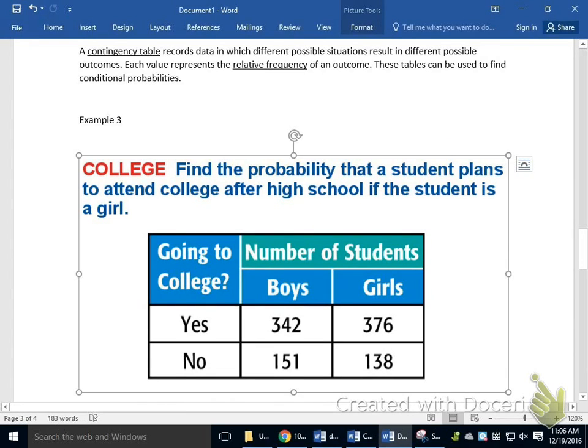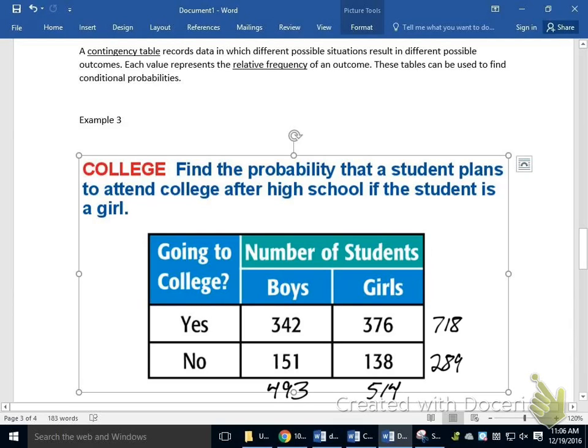Let me go ahead and get my pen here. So I'm going to make my totals for each column and row when I'm doing this kind of problem. Total number of girls is 514. Total yeses would be the 342 plus the 376, so that's 718. And total no's would be the 151 plus the 138, and that's 289.